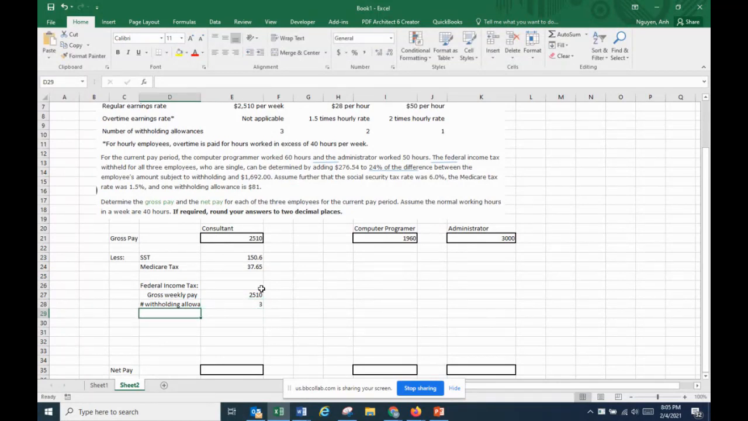And then it's going to be multiplied by 81, so I'll just lay it out here. Withholding allowance T1, which is 3 times 81, gets you this number, which is the amount to deduct.